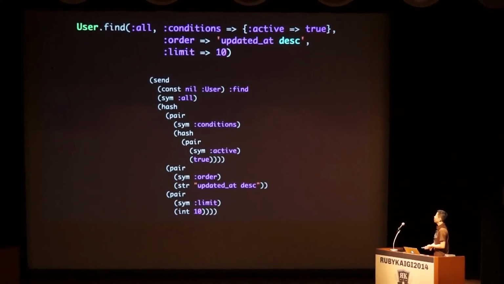So you can see the AST node will clearly say to you that it is a send node. The message find is sent to the constant User, and there are two arguments. The first one is the symbol :all, and the last one is a hash argument, and it lists all the key-value pairs. So we can just use this to convert the code.